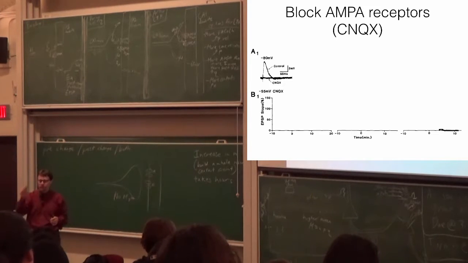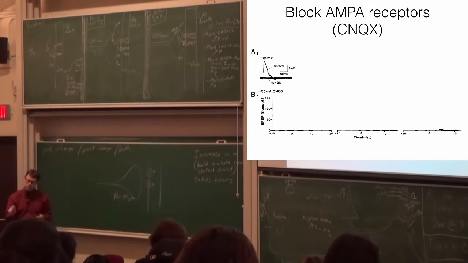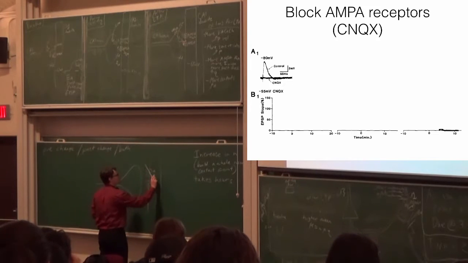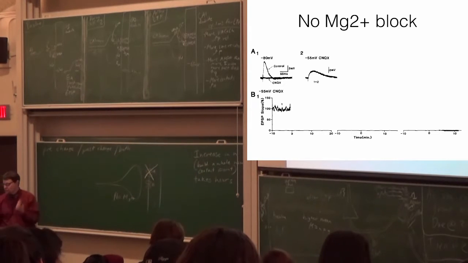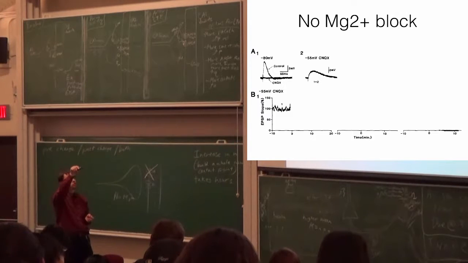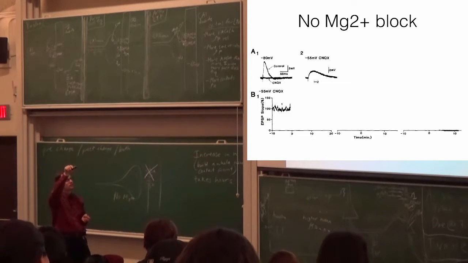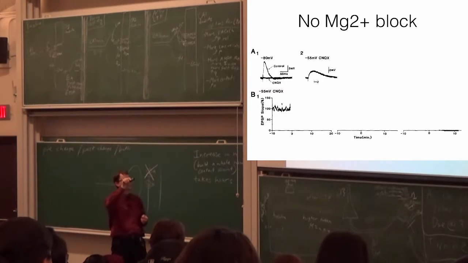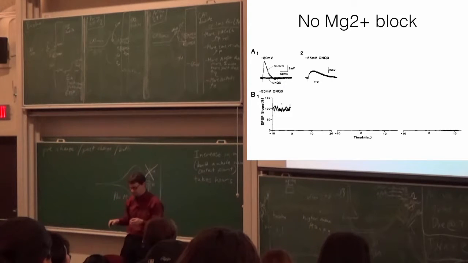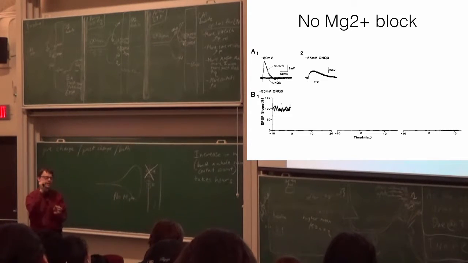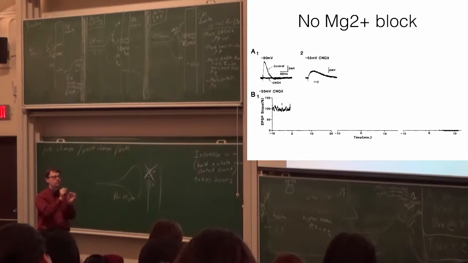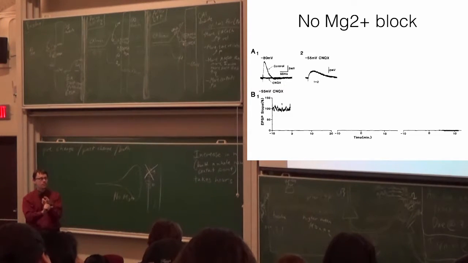So their idea was, well, if there's a higher probability of release, then what we can do is put on a drug called CNQX, and this drug blocks all of our AMPA receptors. It's an antagonist that blocks all of the AMPA receptors. Then they're going to measure the response through NMDA receptors. So this is in the presence of CNQX, the AMPA receptors are blocked, so now they're measuring NMDA responses. And their logic was, well, if there's a presynaptic increase in the amount of glutamate coming out, then after we do LTP, should there be the same response, or bigger response, or smaller response?